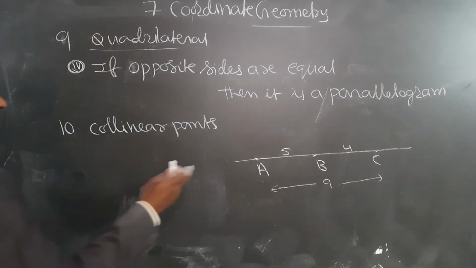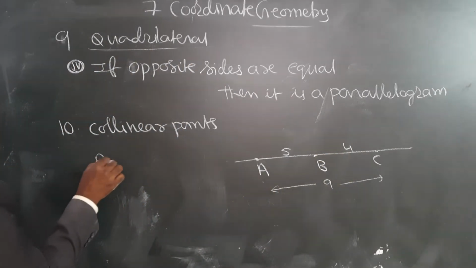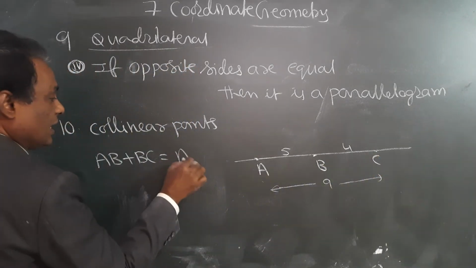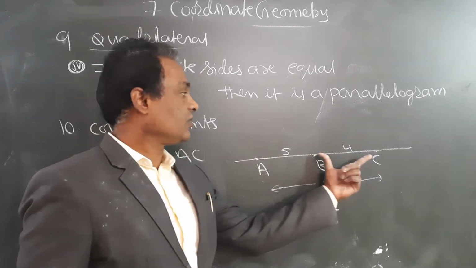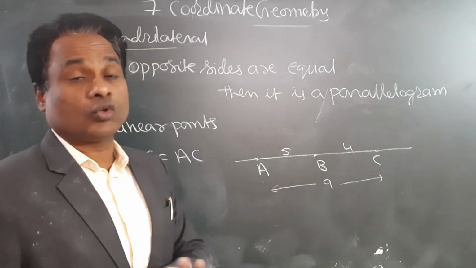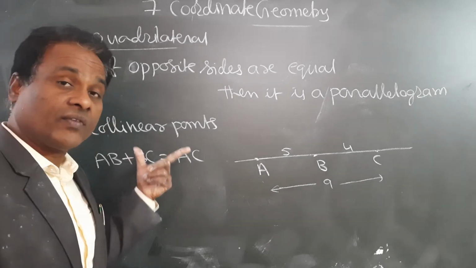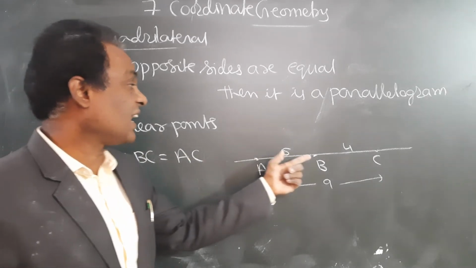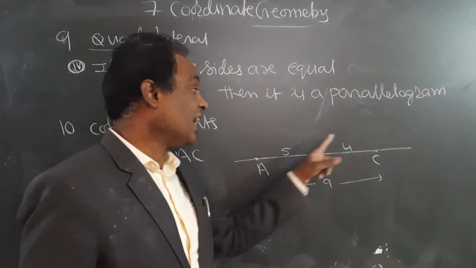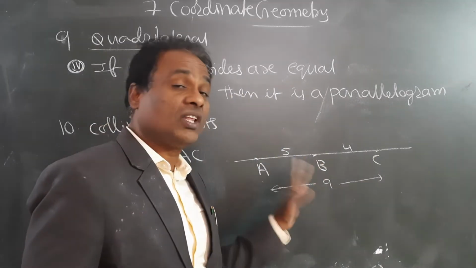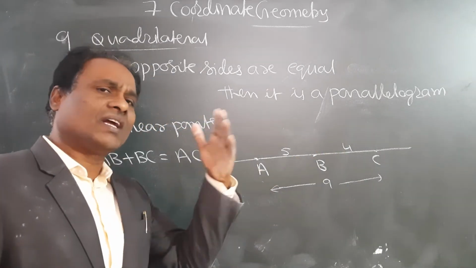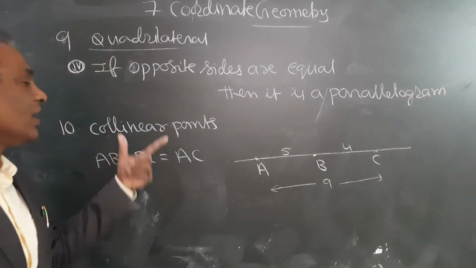So if the sum of any two distances, suppose AB plus BC, is equal to AC, then definitely the 3 points lie on the same line. There is no other option. So collinearity is also a very important point. If the points lie on the same line, you find the AB, BC and AC distances, then add any two distances and we have to get the third distance. If that is possible, then the points are collinear.